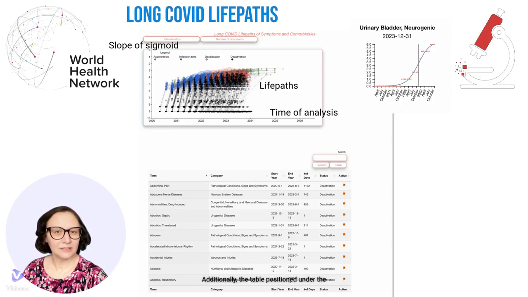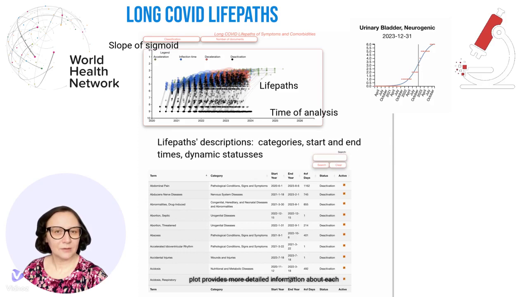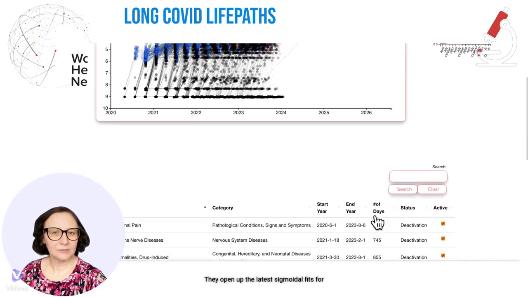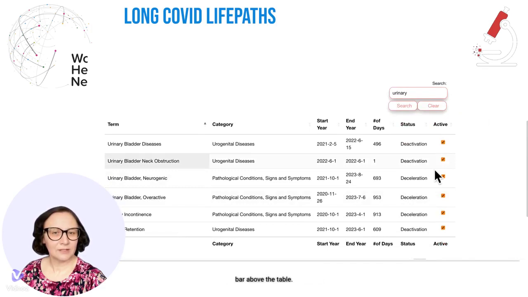Additionally, the table positioned under the plot provides more detailed information about each term, including categories, matching top categories in the trees, start and end dates, the duration of active days, and their respective statuses. All dots on the plot are clickable. They open up the latest sigmoidal fits for each term. To see individual paths, use the search bar above the table.